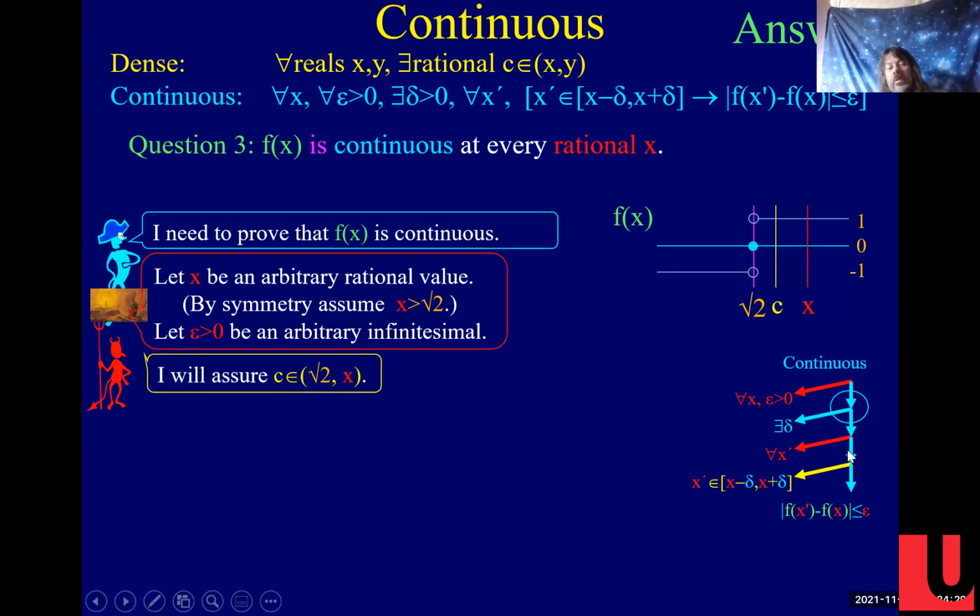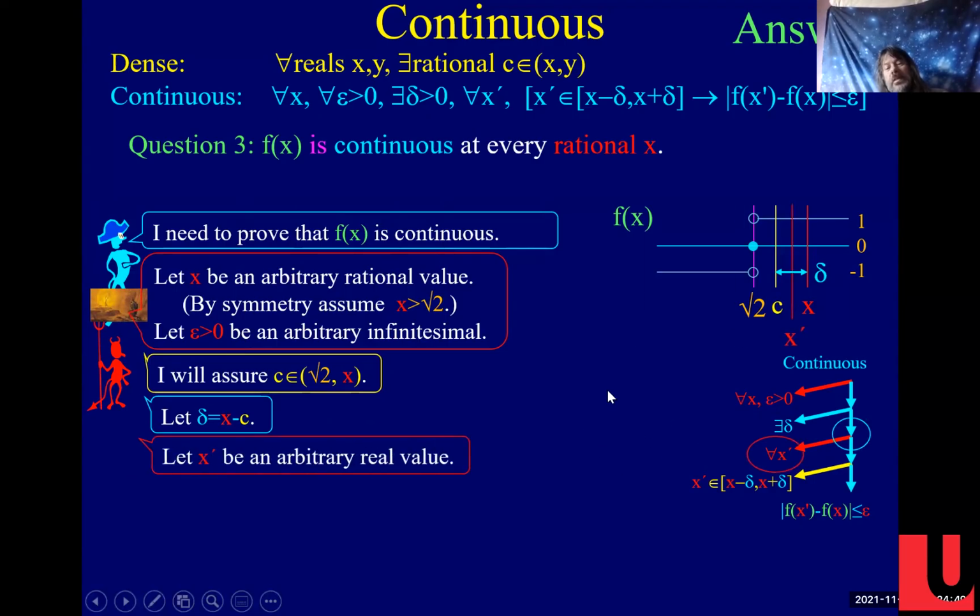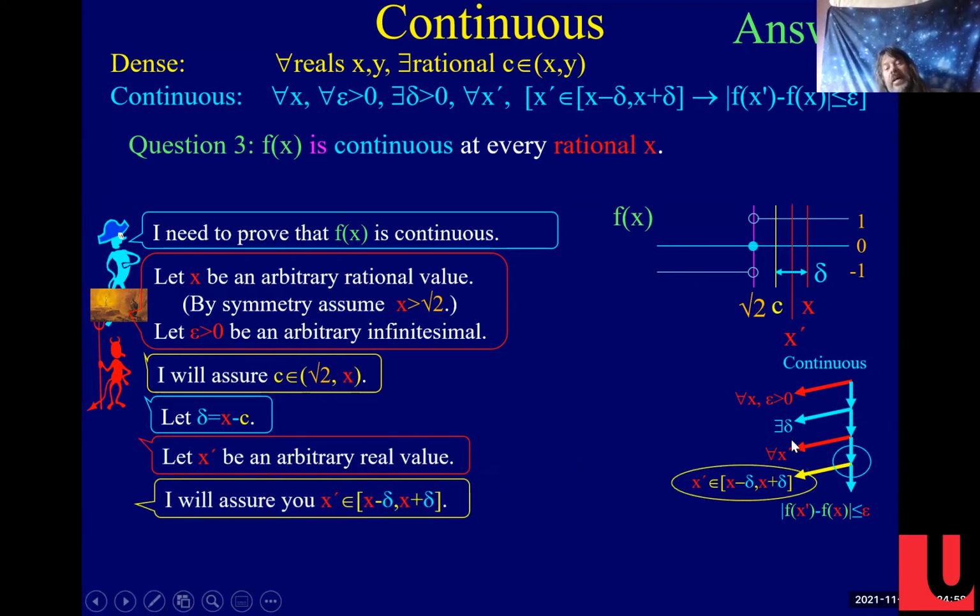So then we come down to our delta here. We have to come up with the delta. And what's my delta going to be? It's this distance here. It's the distance between x and our c. And then we're given some value of x that's in this range. We don't have to prove it. The oracle assures us that it's in the range.